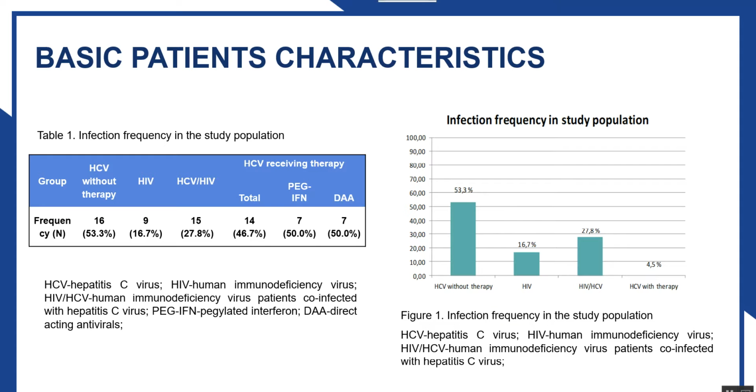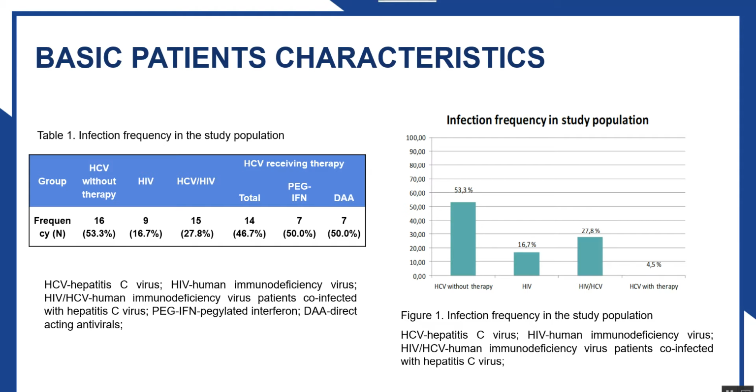Allow me to now present you the main results of this research. In this cross-sectional study, a total of 45 patients were divided into three groups. The sample consisted of 53% of patients with HCV infection, 60% patients with HIV infection, and 27% of patients co-infected with these two infections, as you can see on the panel left and right.